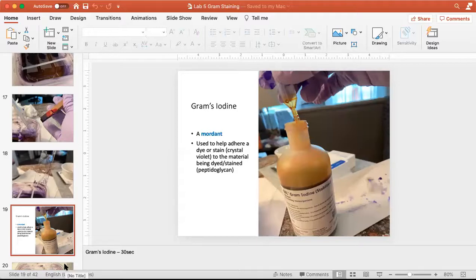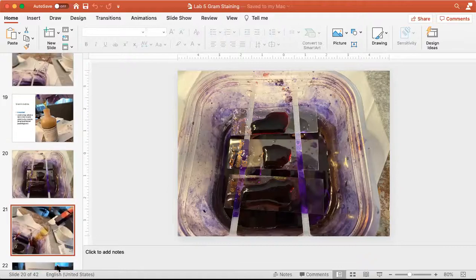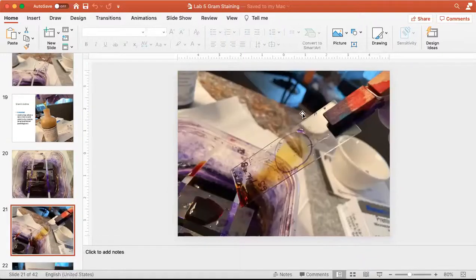Now we're ready for the gram's iodine. Remember, this is not a stain. This is called a mordant. And mordants help stains penetrate and adhere to the material we're trying to stain. I'm going to make a nice big puddle of gram's iodine on all of my slides here. And I'm going to let that sit again for approximately 30 seconds. Now I need to rinse off the gram's iodine. Again, into my staining tray, so I collect all of it so it doesn't go down the drain.